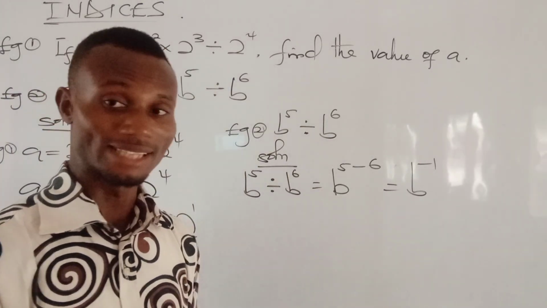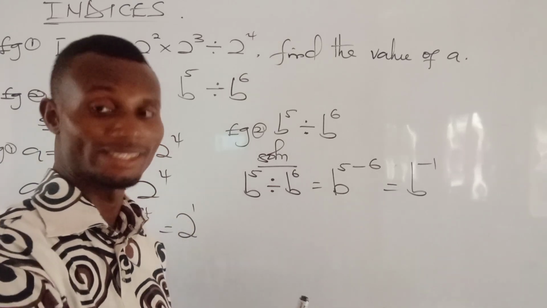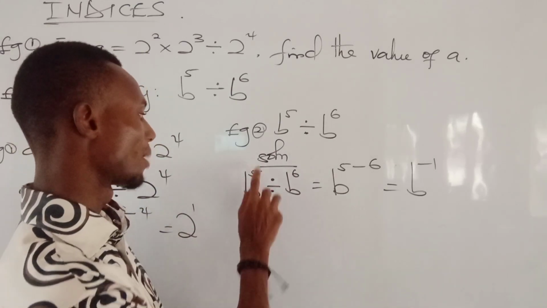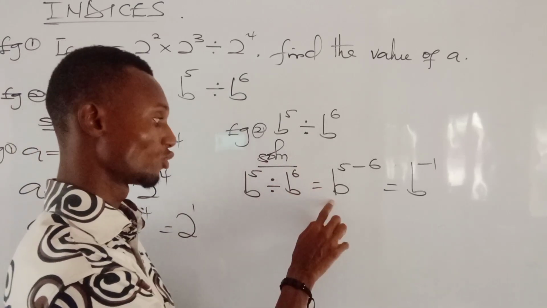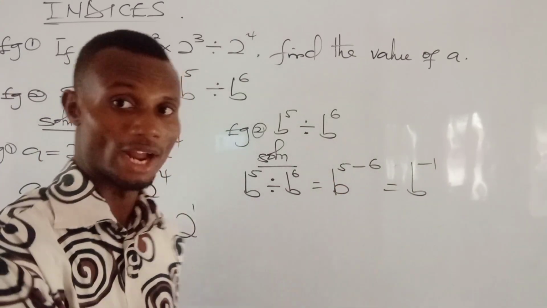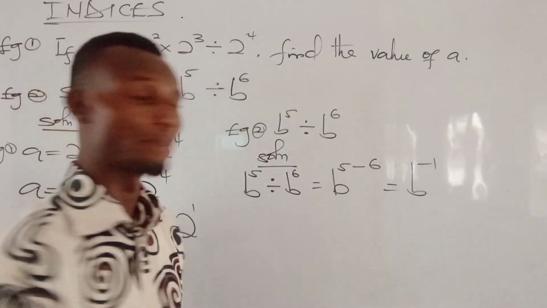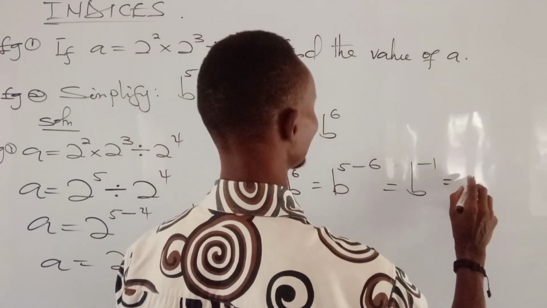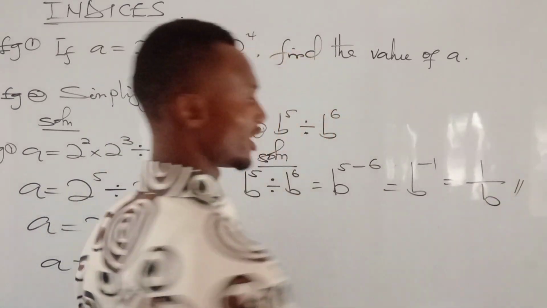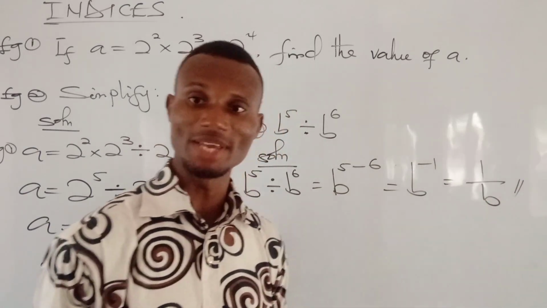Hope the understanding is clear enough. We are just applying the indices law that says that if the bases are the same, you subtract the powers when they are dividing. So I have b to the power 5 divided by b to the power 6, and that is equal to b to the power 5 minus 6, and 5 minus 6 gives negative 1, so I have b to the power negative 1. And also b to the power negative 1 can be written as 1 over b. So our final answer is 1 over b.